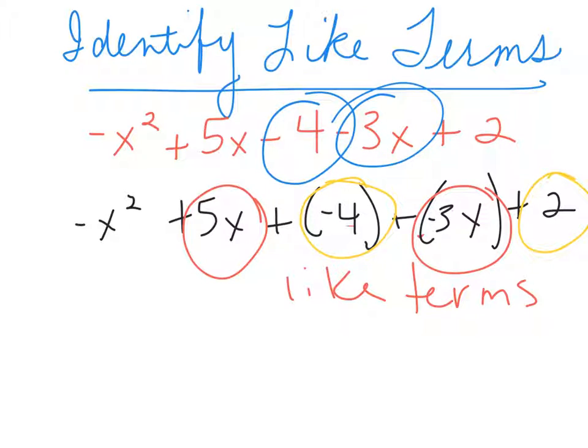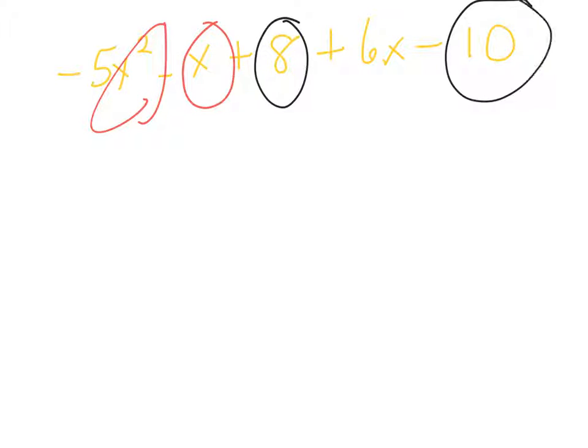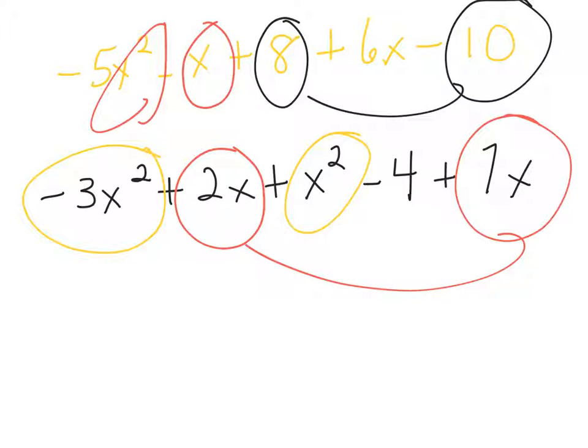So let's see if we can work out some examples. In this example, we have negative 5x squared minus x plus 8 plus 6x minus 10. And so our like terms are going to be the 5x squared, I didn't circle that very well, and the x. And the 8 and the 10 would be like terms. So let's try another one. You can see here in this example that I wrote here, where the like terms are in the second example and which ones are not.